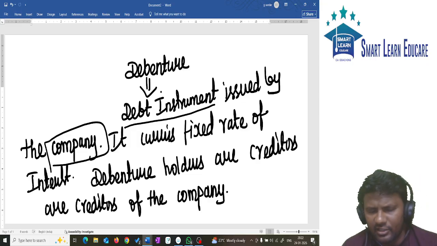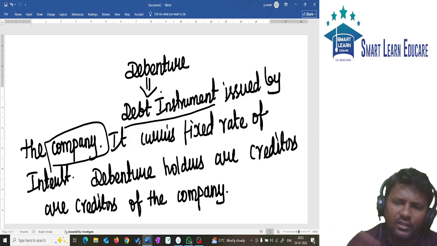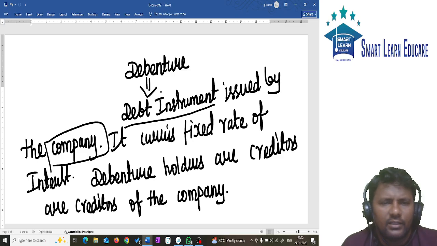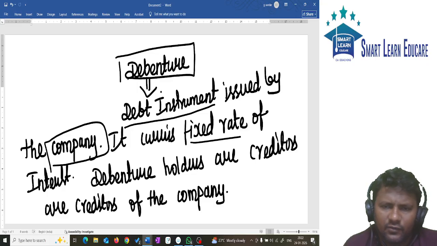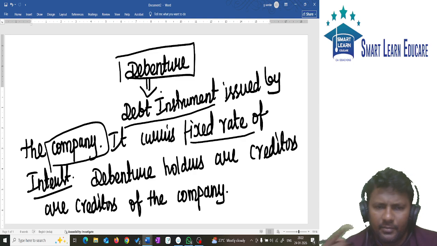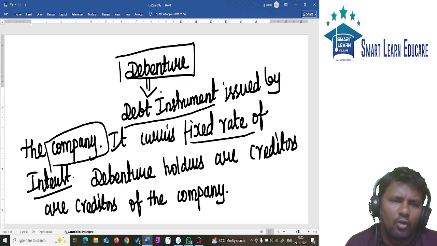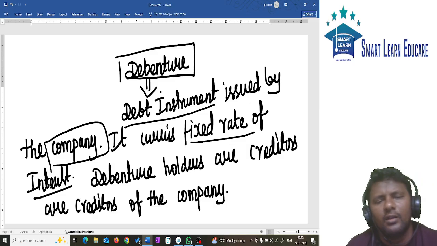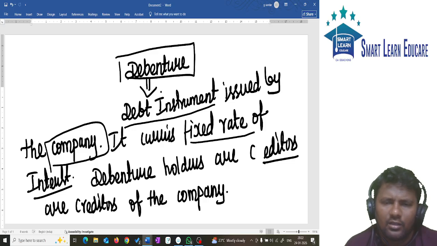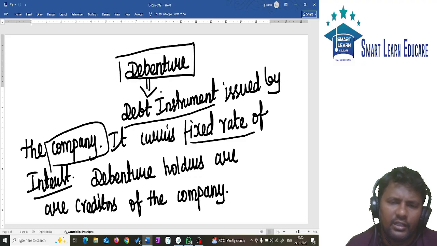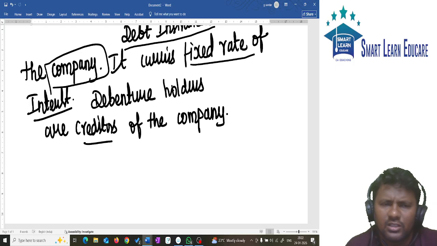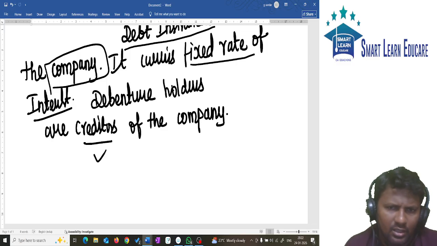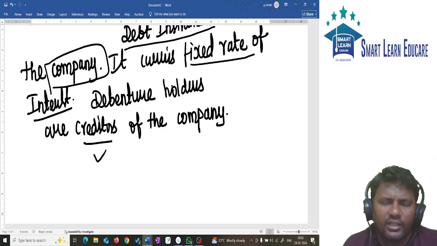ஒரு கடன் பத்திரம். We received some loan. For that we write all the things in a document, and that document we call a debenture. Debenture is a debt instrument. It carries a fixed rate of interest. To the debenture holder, the company will be paying interest. So debenture holders are called creditors of the company. They are not owners. Shareholders are owners, and the debenture holders are called creditors of the company.